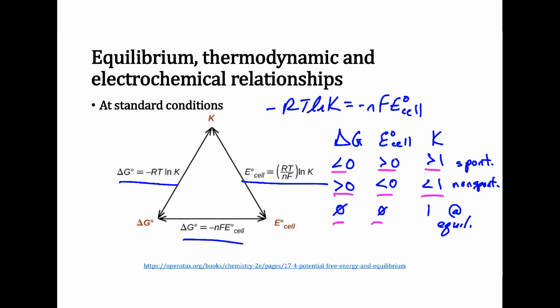All right, so that does it for our relationships between delta G, K, and E cell.